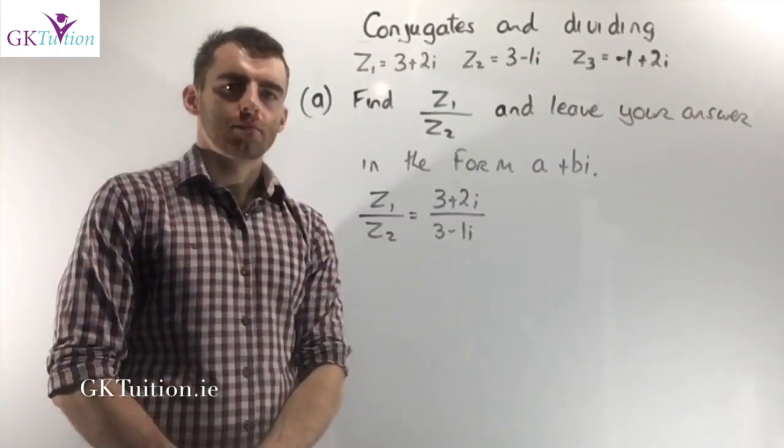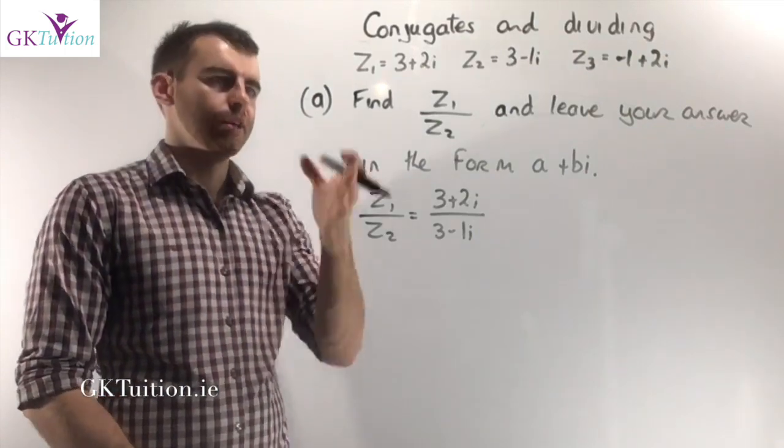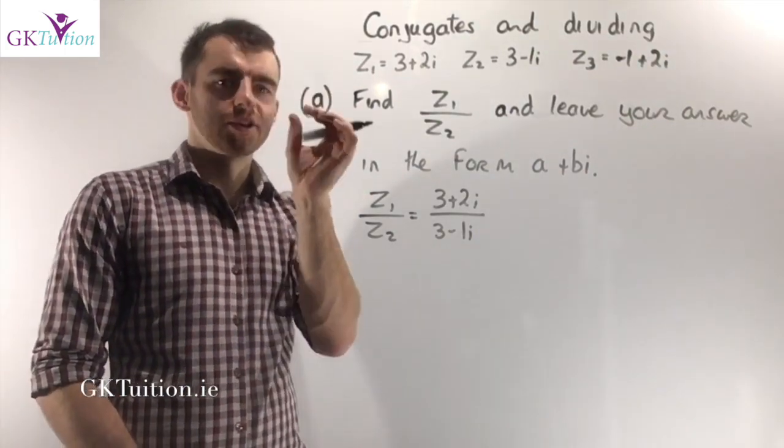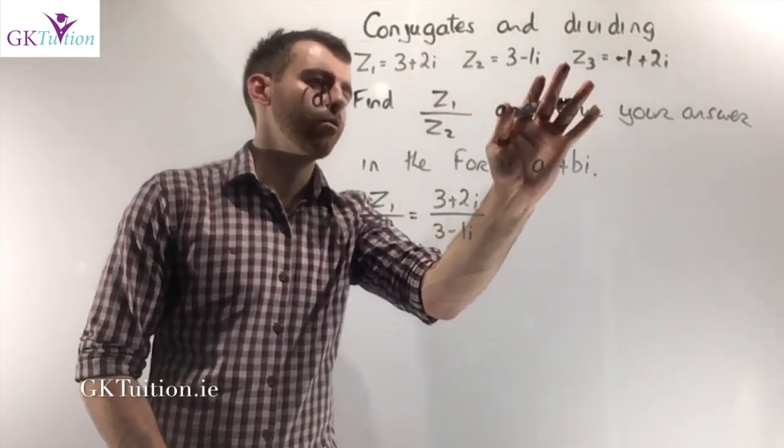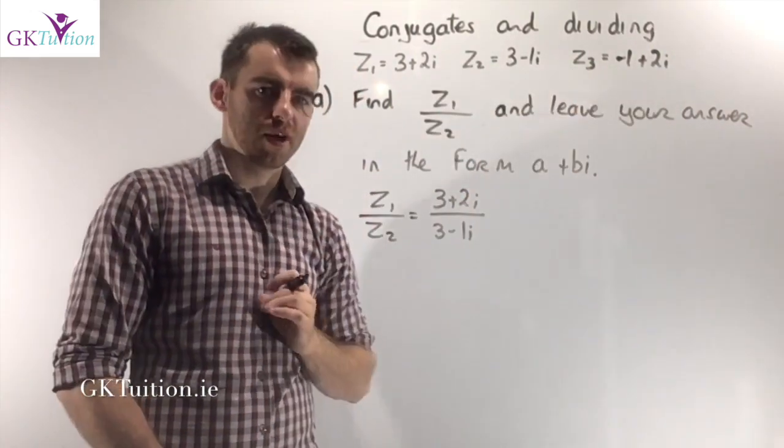Now that we've got a good grip on conjugates, we can start talking about dividing complex numbers. Okay, so now I'm talking about divisibility. We've gotten Z1 and its conjugate and multiplied them by each other. We've gotten Z2 and its conjugate and multiplied them by each other. And we've gotten Z3 and its conjugate and multiplied them by each other.